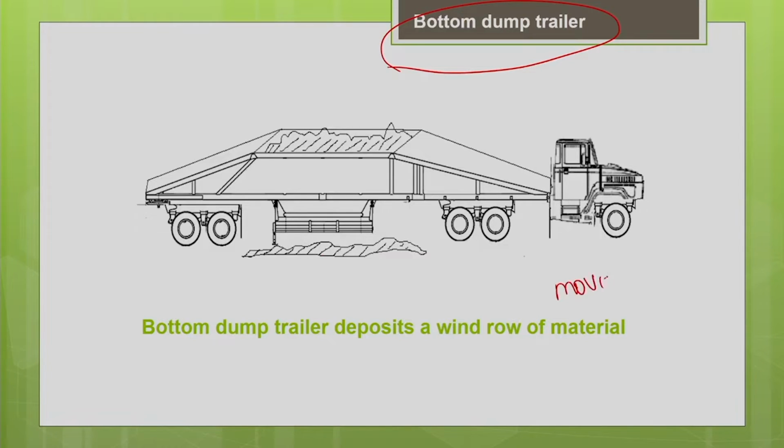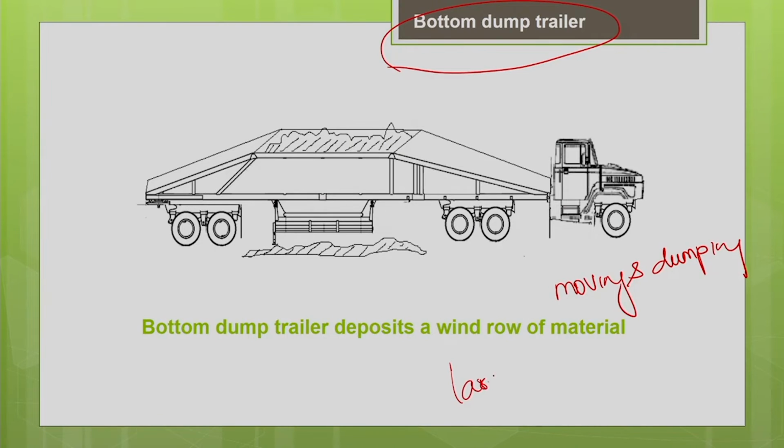Actually the machine will be moving and dumping together. The machine will be traveling and dumping together. Both the operations will be done in one stage. So the machine will keep on moving as well as keep on dumping the material at the bottom end. So for that you need a larger dumping area, larger dumping site.